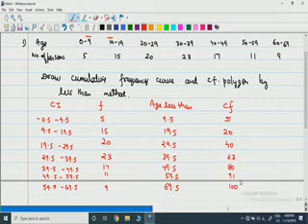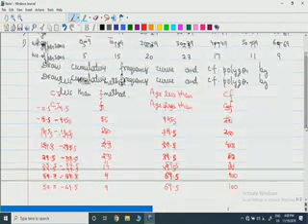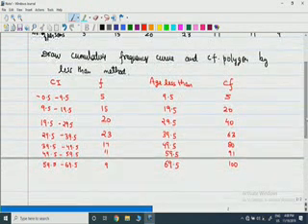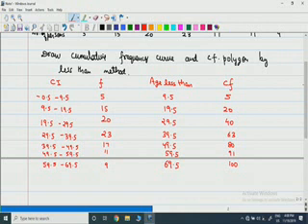Now we have to draw an ogive. So if you want to draw an ogive, we will take the case. I hope all of you are getting it till now. All of you are getting it?